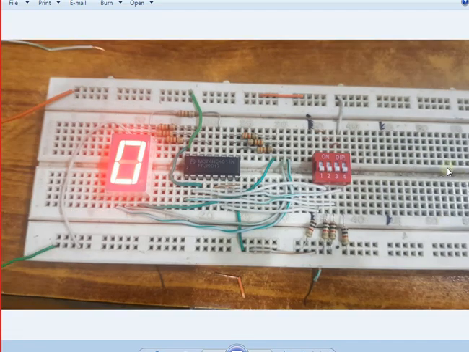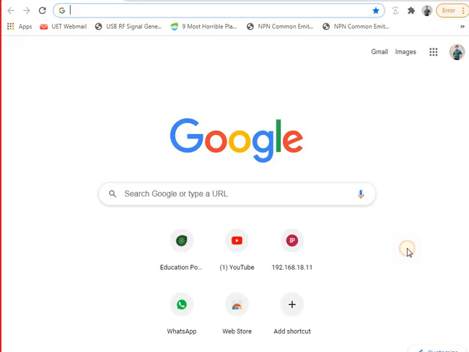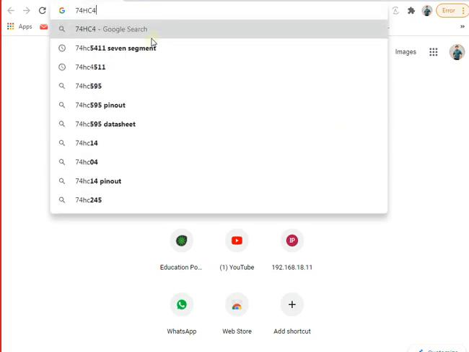Now coming back to what I need to actually do over here, I need to have the 74HC4511 data sheet.